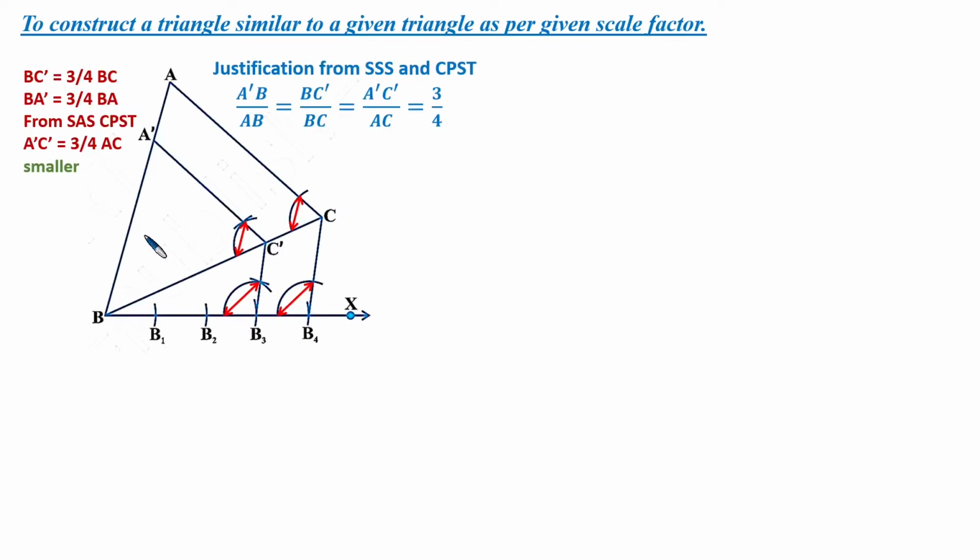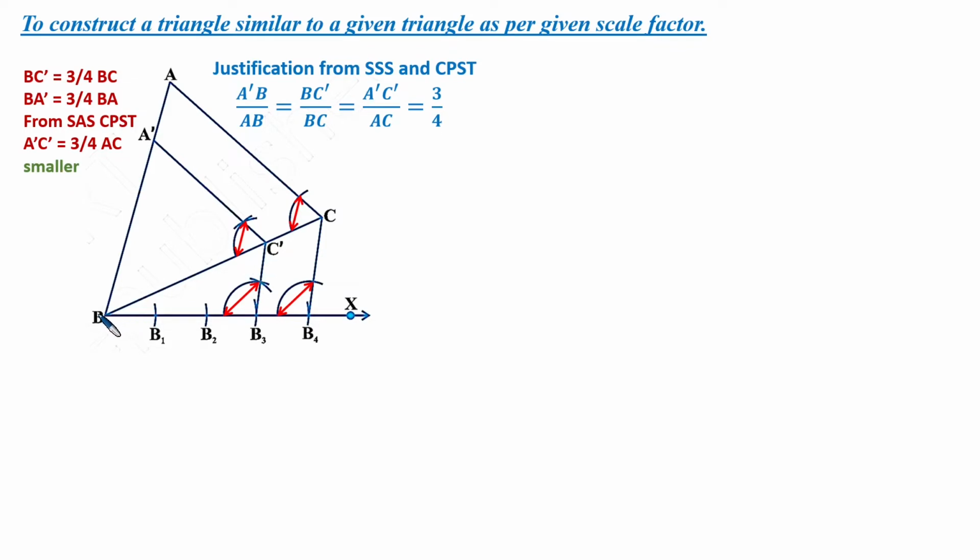Suppose you have been given this triangle, arbitrary, this A, B, C, and you have been asked to draw another triangle which is 3/4 its size, that is B, C prime is 3/4, and all are 3/4. A prime, C prime is also 3/4 of AC, this is AC, and also A prime B is 3/4 of AB. So here I have written that BC prime is 3/4 of BC. Just go through it. This is a smaller one.